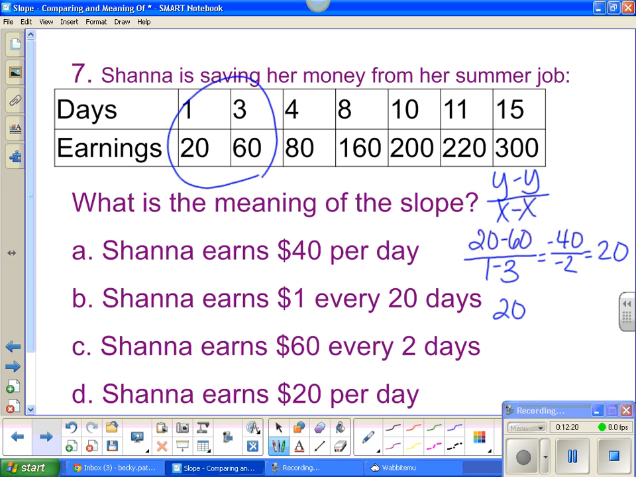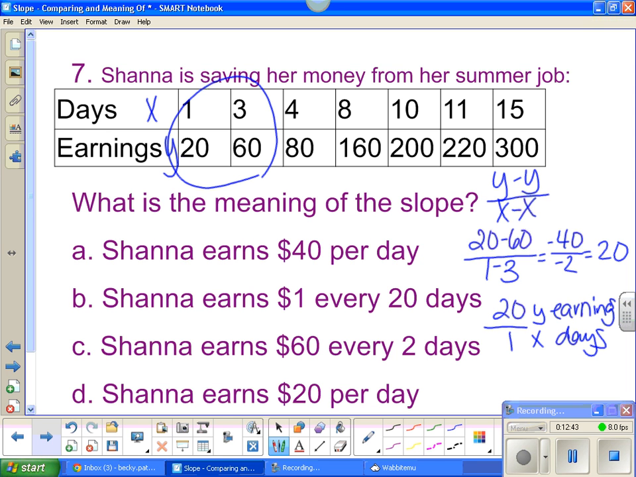I'm going to take that 20, I'm going to put it over 1. And this is the most important part. Now I'm going to break it down. That's a y, and that's an x. Because for my slope, my y's are on top. In my chart, those are my x's and those are my y's. So y is earnings. So I'm going to write earnings. And then this is days.